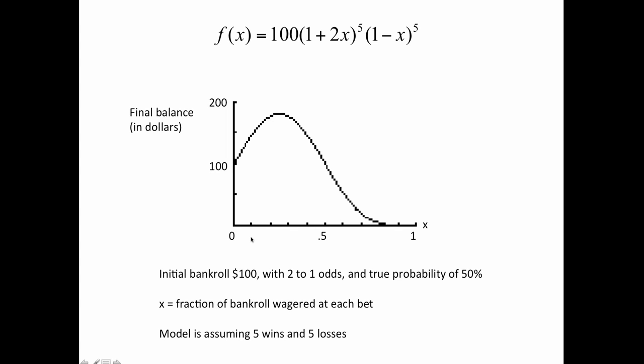if the true probability was actually 50-50 and you had an opportunity to bet at 2 to 1 odds, that's of course why this is producing this kind of growth. It's right around here, about 25% of the bankroll, that you can achieve the highest under those circumstances, right? The initial bankroll was 100, 2 to 1 odds, true probability of 50%, X is the fraction of the bankroll wagered, and I'm assuming 5 wins and 5 losses. If that were the case, what's the best amount to bet? And you can see in the graph, it looks like about 25%.